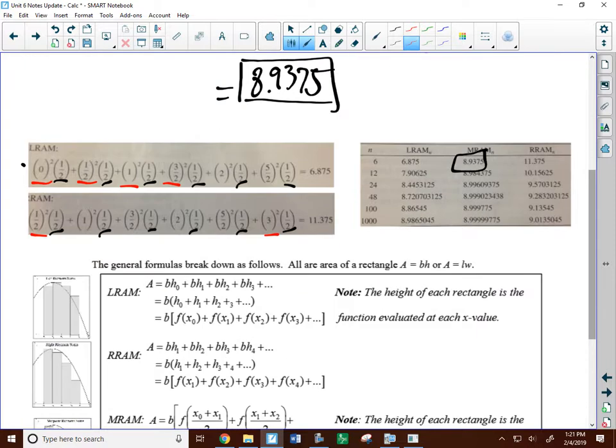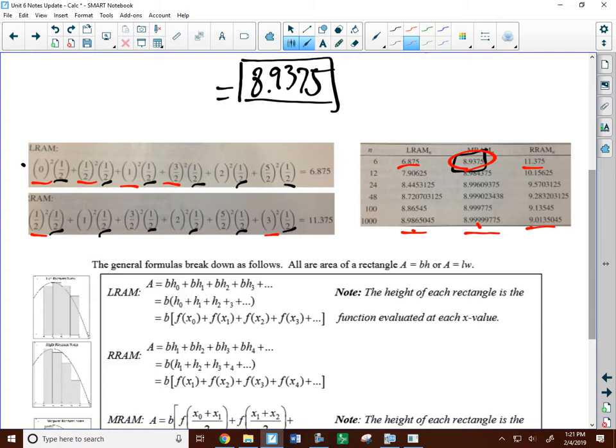Last thing before I see if there's any questions: I showed you here's if you would have worked this out for 6 rectangles, but then as you go to 1,000, you see it's getting closer and closer to 9. So for small values of n, a small number of rectangles, midpoint RAM is usually better, but it actually doesn't matter in the long run, because as you get to smaller and smaller and more rectangles, they would both go to 9. If you did 1,000,000 rectangles, they're both about 9.